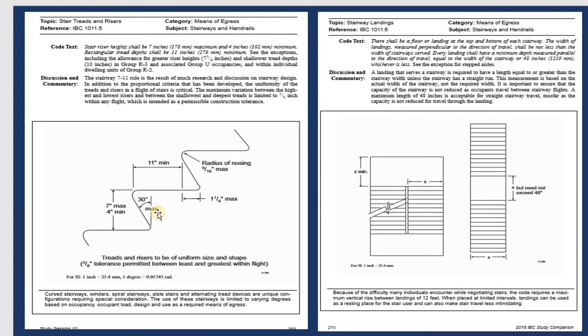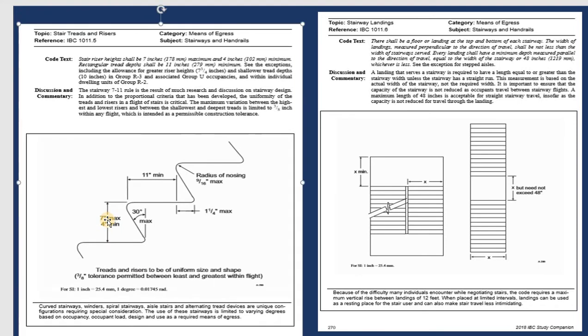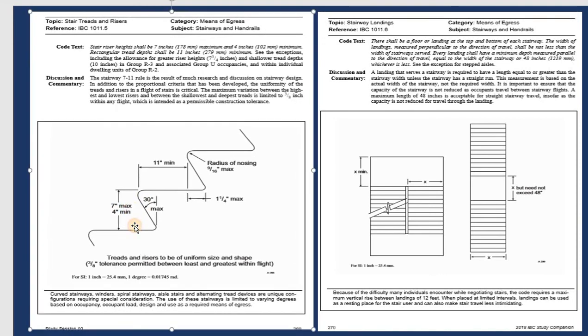If you use the stair, the run of the stair is minimum 11 inches, and the riser should be 7 inches maximum or 4 inches minimum. You cannot use lower than 4 inches, and you also have a maximum of 7 inches. You cannot do higher than that. You cannot do smaller than 4 inches, you cannot do higher than 7 inches for the rise of the stair. With the running or the tread, you need to use a minimum of 11 inches.